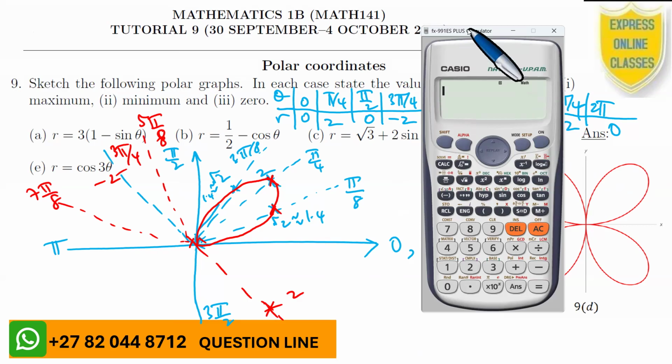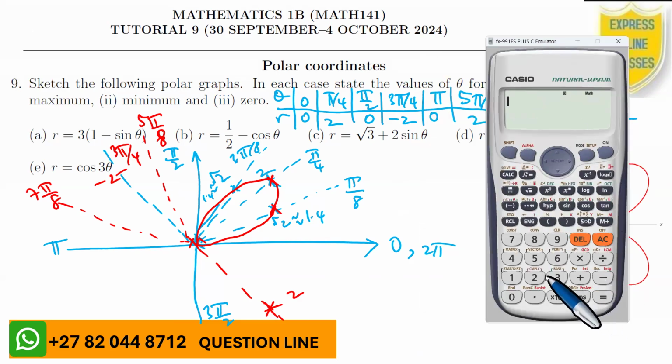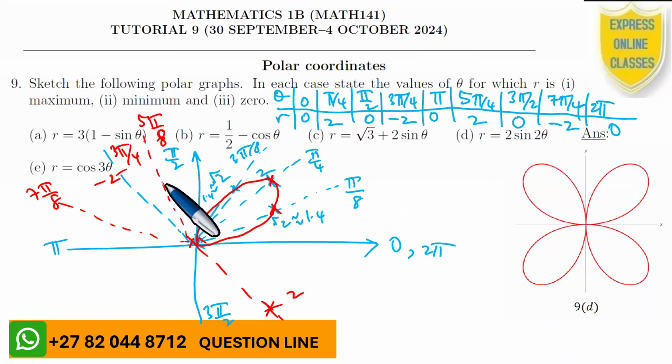Which is 2 times the sine of 2 times 5 times 180 divided by 8, which is minus the square root of 2. Okay, so this is going to give us minus the square root of 2. Minus the square root of 2 means that it's going to go to the square root of 2 here.